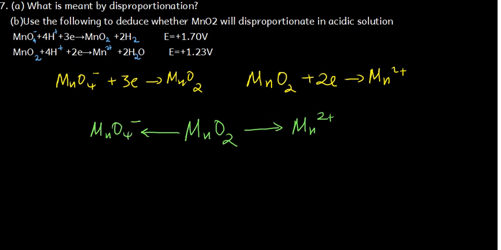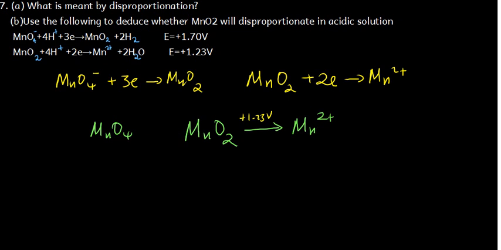Now that we have this, what is the cell potential going in this direction? The cell potential going in the direction where we have Mn2 plus is positive 1.23 volts. The cell potential going in the opposite direction is 1.70 volts. I haven't changed any sign here. Why have I not changed any sign? Because whenever this wants to disproportionate going in this direction, my putting of the arrow is going to affect a lot of things.